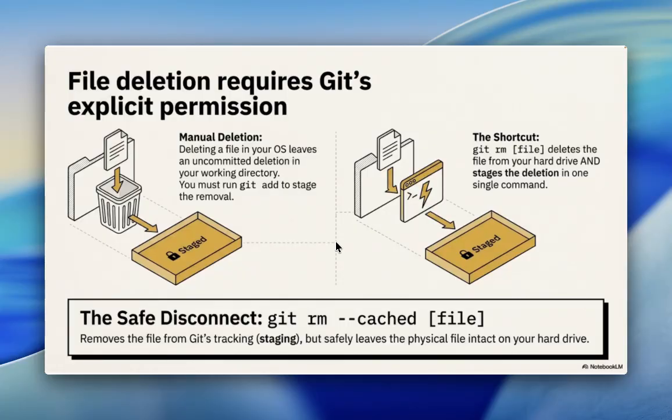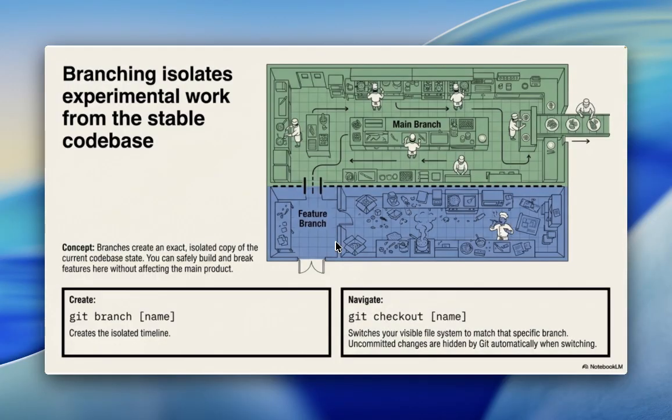Manual deletion: deleting a file in your operating system leaves an uncommitted deletion in your working directory. You must run git add to stage the removal. The shortcut, git rm, deletes the file from your hard drive and stages the deletion in one single command. The safe disconnect, git rm --cached, removes the file from Git tracking but safely leaves the physical file intact on your hard drive.